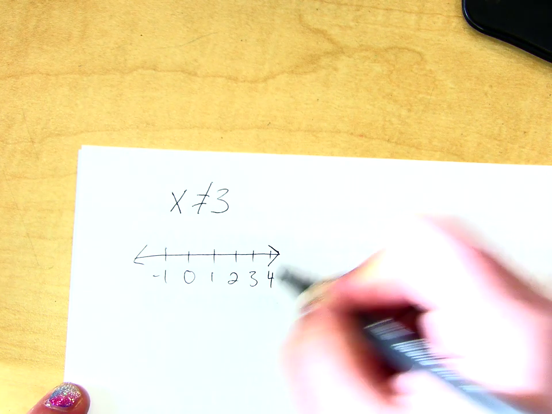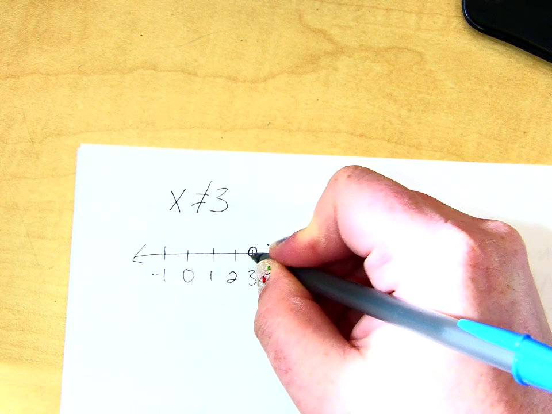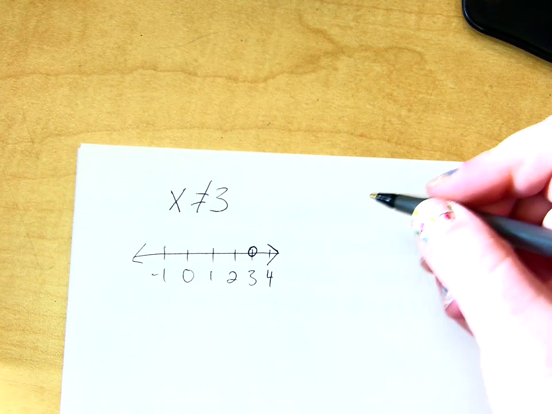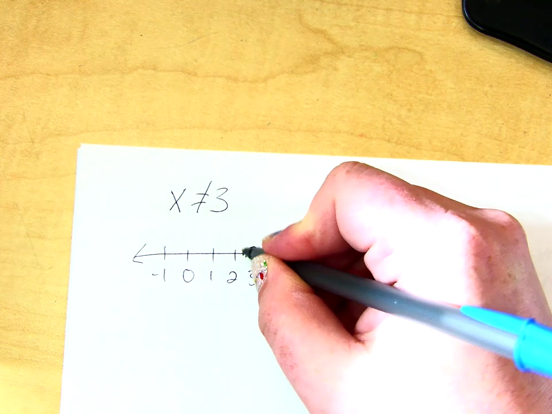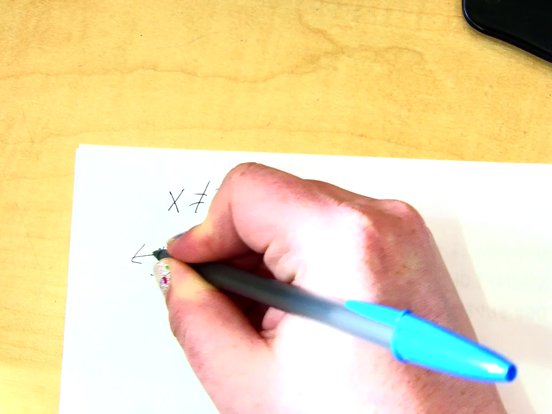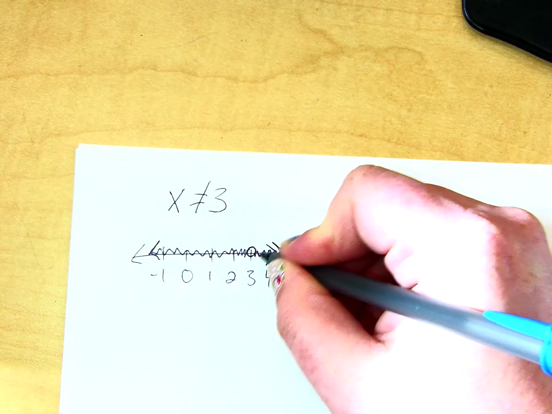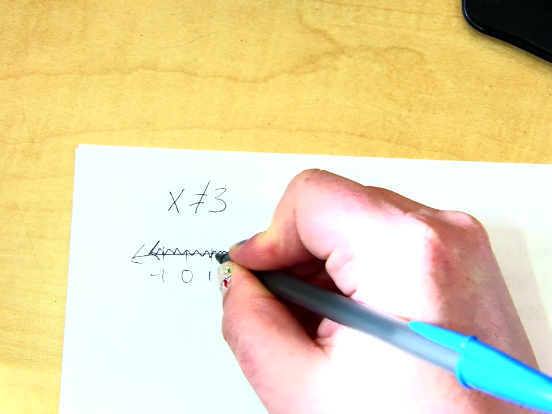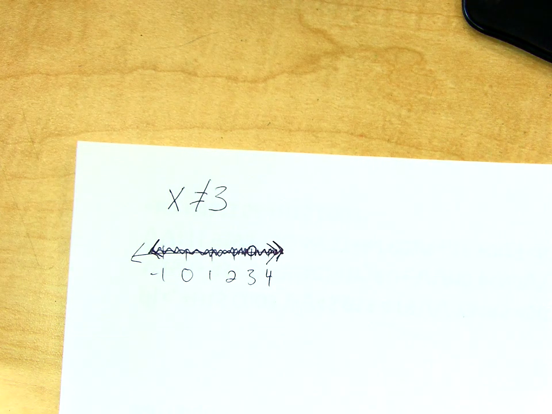Oh, I didn't really give myself much room. Oh, well. I don't want to include the number 3. Oh, I should have done it up here. Whatever. But I can have everything else. So I'm going to have 2 arrows, one that goes this way and one that goes this way. So that's how you handle x can't be that number. Just an open circle at that number, shade everywhere else.